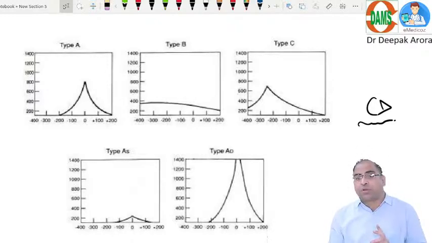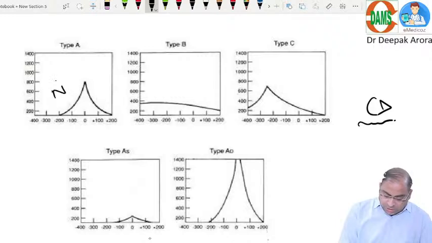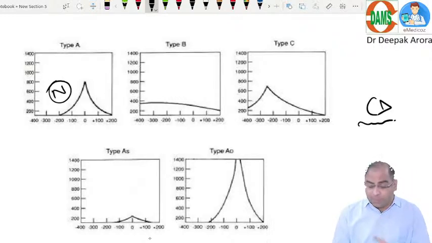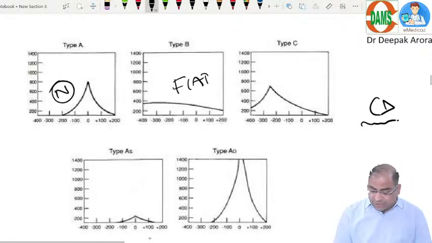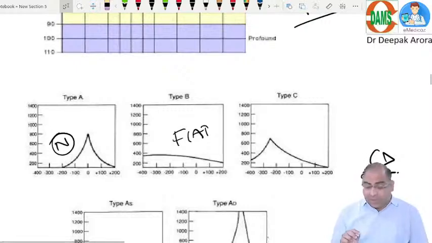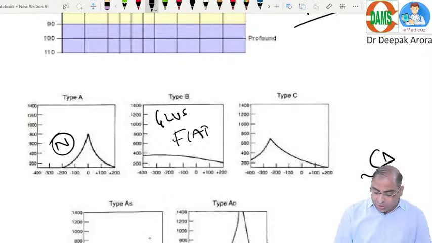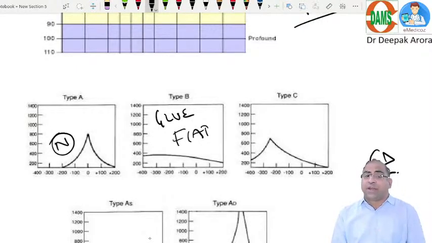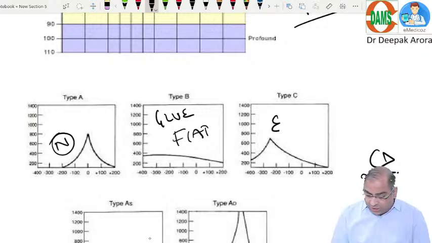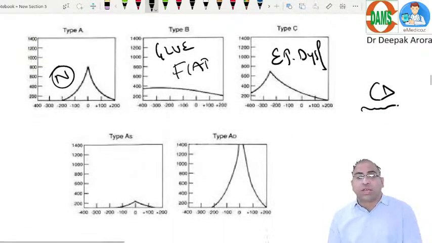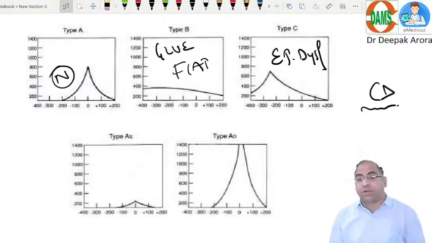So these 5 possibilities are there. This is normal tympanogram. This is B tympanogram, also known as flat tympanogram. It is seen in glue ear. When there is fluid, we get a flat tympanogram. C is ET tube dysfunction. It is for ET tube dysfunction. And AS or AD, they are very favorite MCQs.